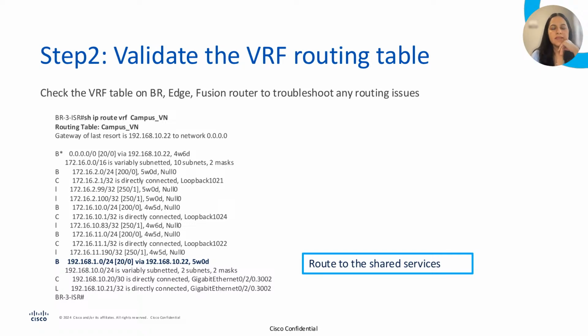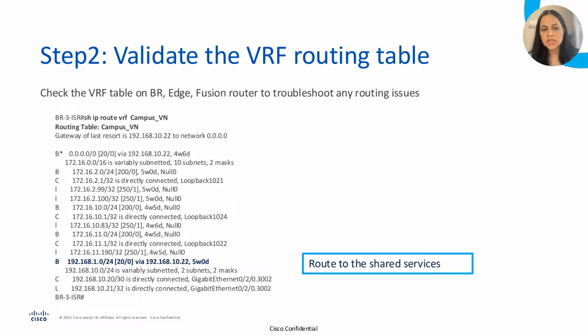So as I mentioned, the first step we would be seeing on Catalyst Center. So the second step is to validate the VRF routing table. The route to shared services that is in the VRF routing table will have the reachability to ICE, DHCP, DNS, or any other common services from your end host perspective.